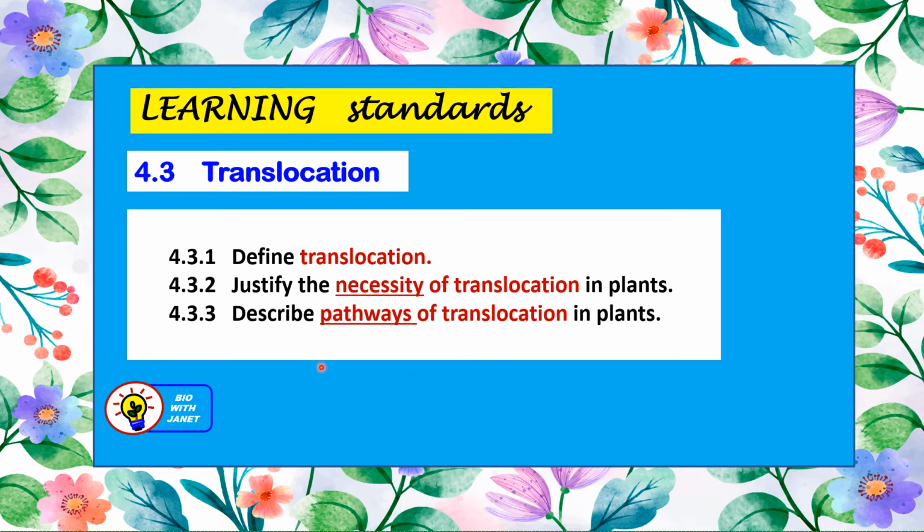Let's look at the learning standards for today's lesson. 4.3 Translocation. Firstly, we should be able to define translocation. What is the meaning of translocation? Number 2, justify the necessity of translocation in plants. Why is translocation necessary? And number 3, describe pathways of translocation in plants. That means, how are the food substances and other organic substances transported in the plants?